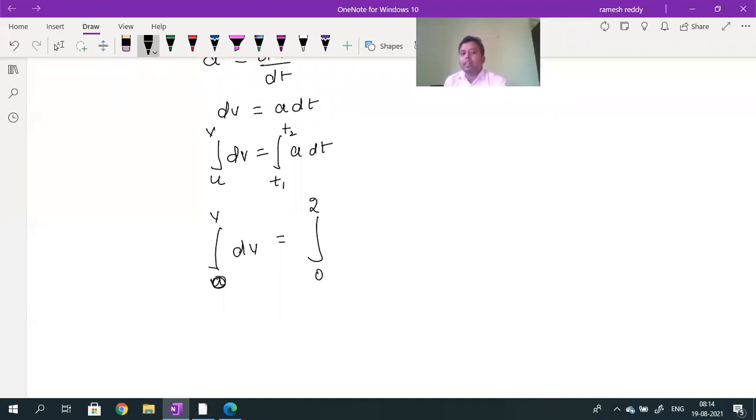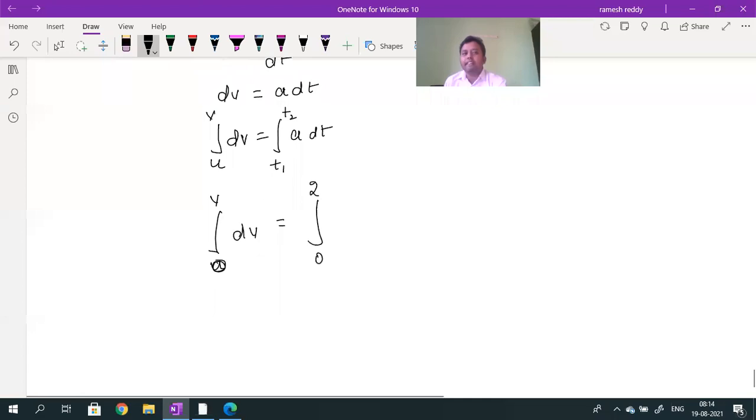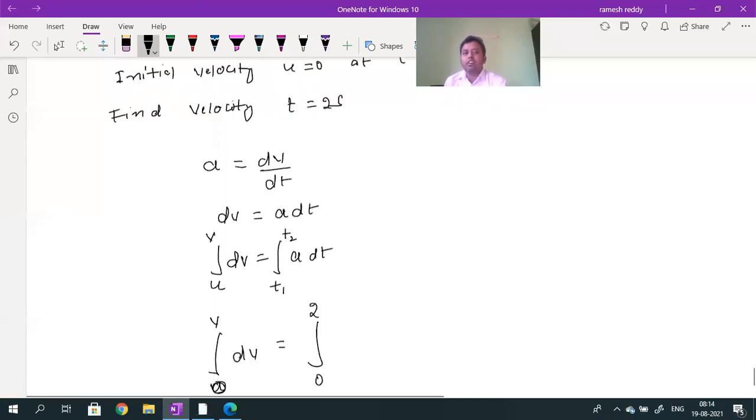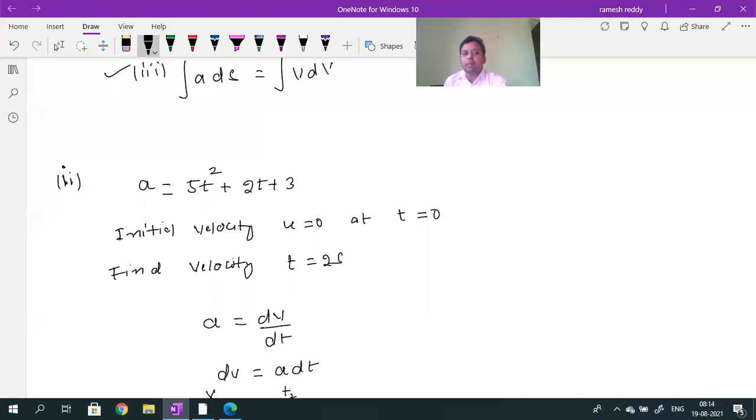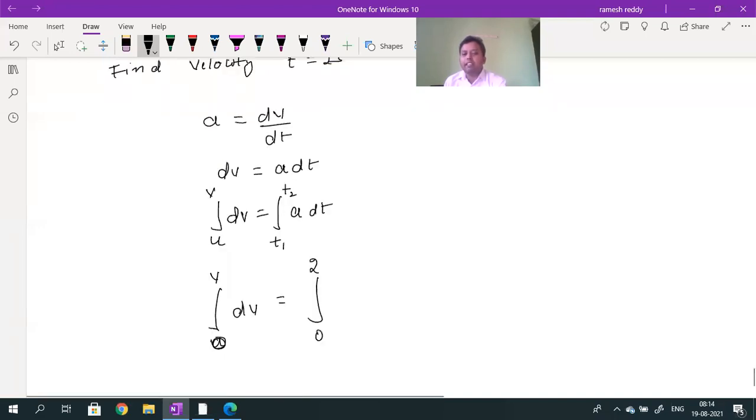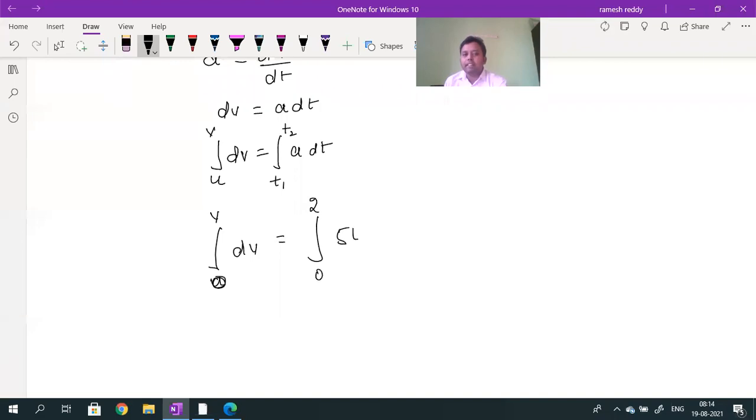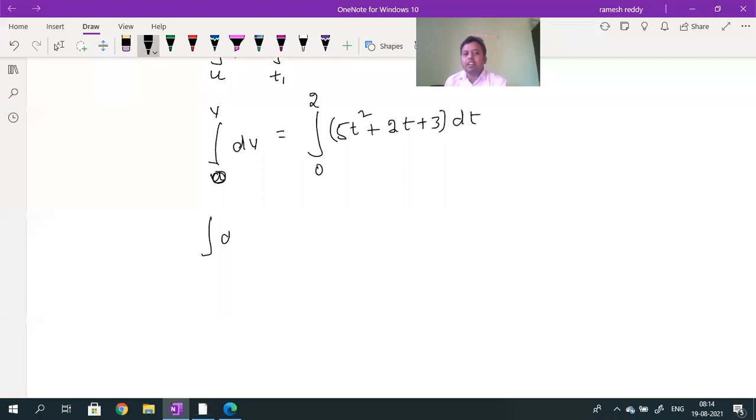What is the value of a? The value of a is 5 into t square plus 2 into t plus 3, into dt. Which can be written as integration of dv, limits 0 to v, will be equal to, here can I split the integration?